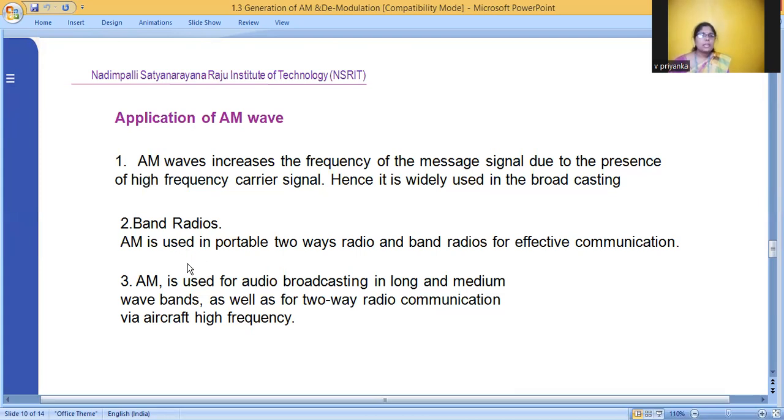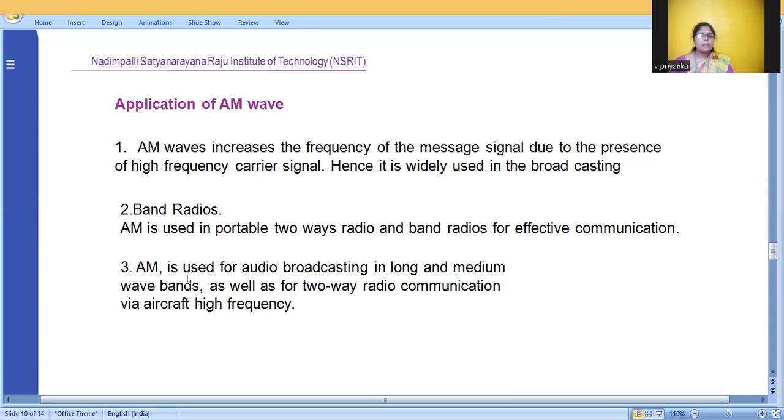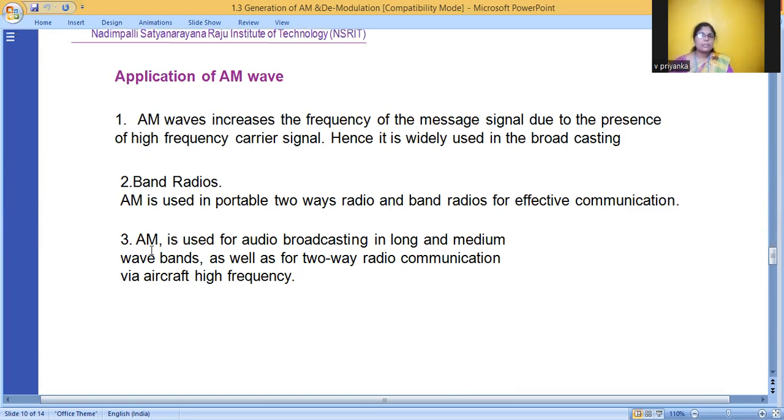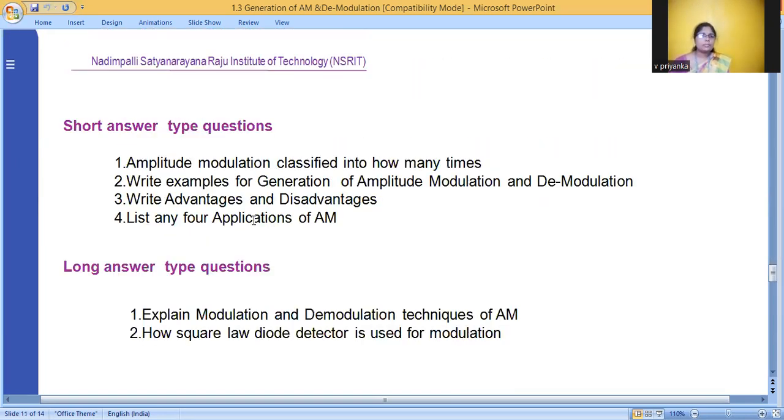Next, the second application is band radios. Amplitude modulation is used in portable two-way radio and band radio for effective communication. It is used for audio broadcasting in long and medium wavebands, as well as for two-way radio communication via aircraft high frequency. These are the applications of amplitude modulation waves.